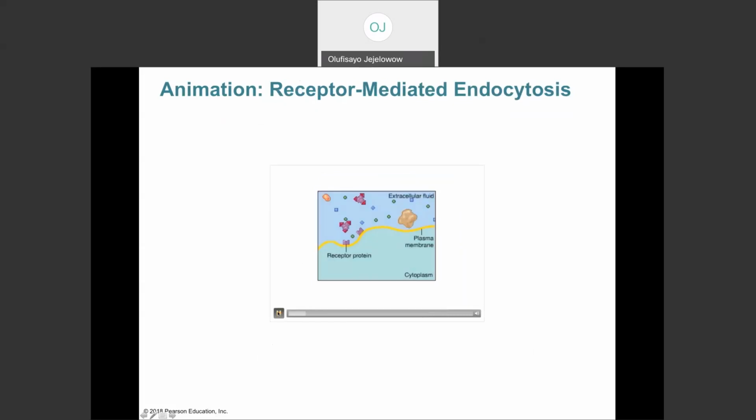Unlike phagocytosis and pinocytosis, receptor-mediated endocytosis is very specific. It is triggered when membrane receptors bind to specific external molecules, such as protein cholesterol complexes or proteins bound to iron. Membrane vesicles pinch off, and the external protein and its cargo are brought into the cell.